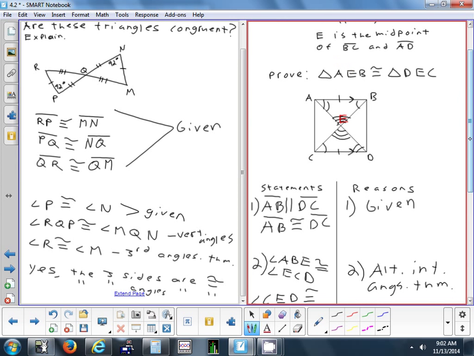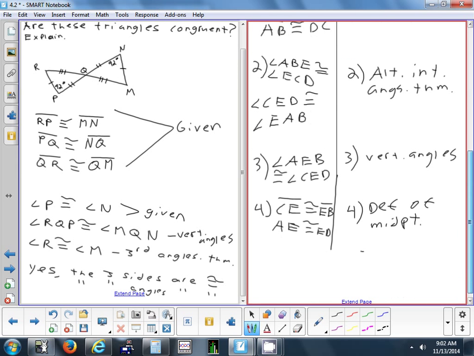So let's go back up and label what we have now. This side matches that side. This side matches that side. So we've proven that all three sides are the same, all three angles are the same. We've proven that these are congruent by the definition of congruent triangles.